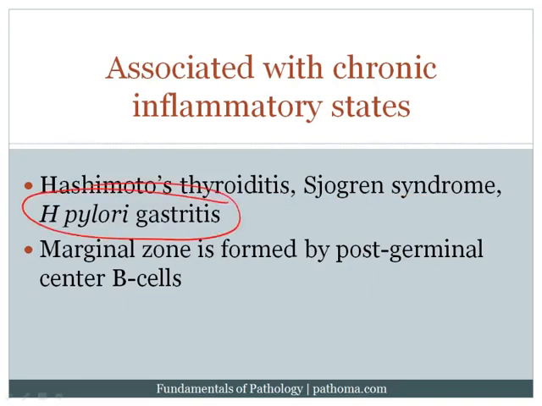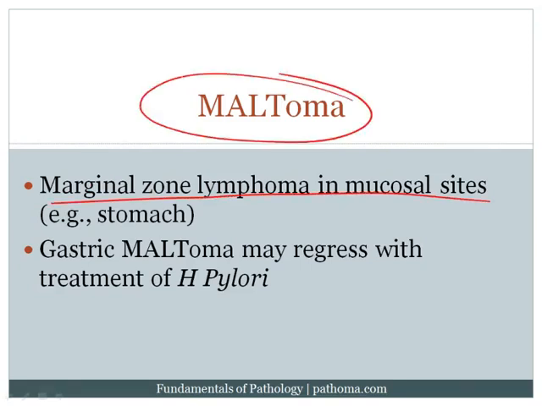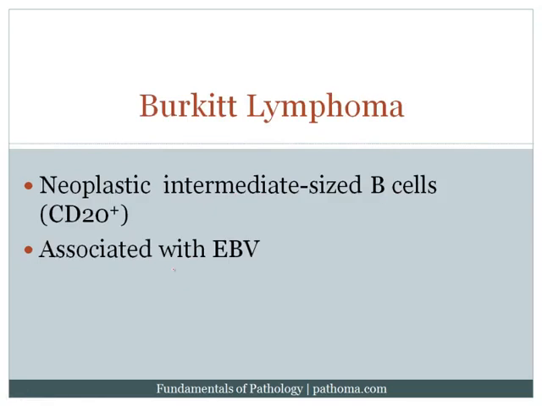pylori gastritis. Now in H. pylori gastritis, what happens is that you get a marginal zone lymphoma in mucosal sites, and that's also called a maltoma. And again, the gastric maltoma in the mucosa of the stomach can possibly regress if the H. pylori is treated. And so maltoma, mucosa-associated lymphoid tissue mass, is one of the subtypes of marginal zone lymphoma.